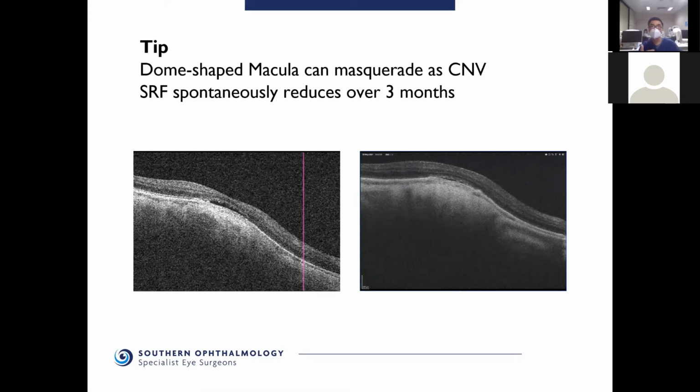Some of these patients would have been injected with anti-VEGF thinking there's a CNV there. Then they bring them back in a month and the fluid comes down, and you think, oh okay, this is CNV and it's responding. Give another injection. Next time you see them, the fluid increases. So if the fluid doesn't behave the way it should in your patient that you think has a CNV, think of this condition, dome-shaped macula, and think about whether the patient actually needs injections.